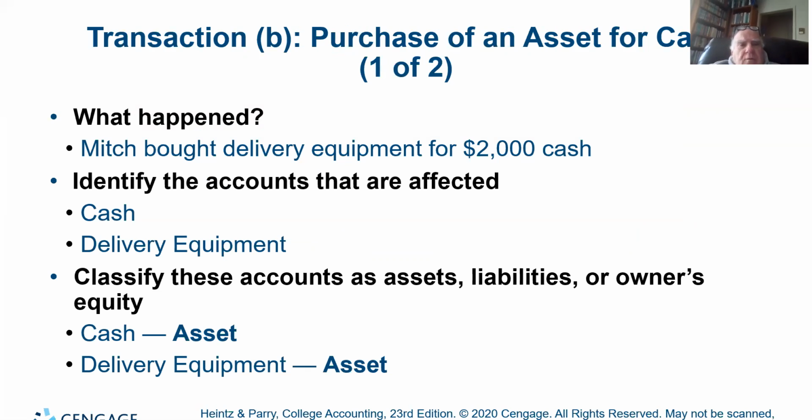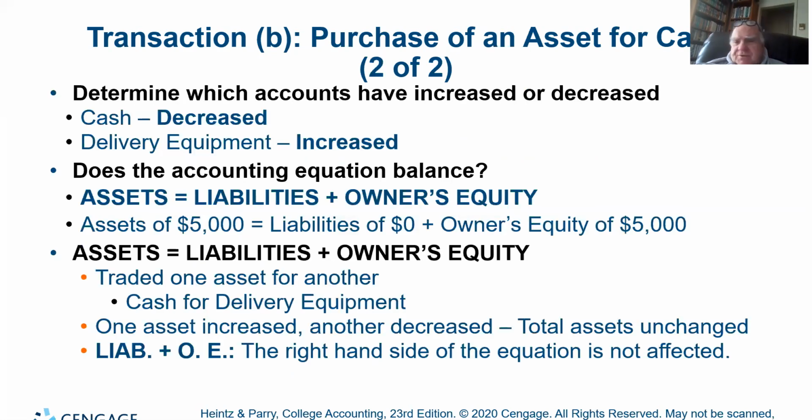Okay, well, let's go. He purchased an asset. He bought delivery equipment for $2,000 in cash. Well, now we have a new asset. We bought a scooter or a truck or something, and we paid for it with cash. So clearly we have cash involved and we have delivery equipment, and we know cash is an asset and so is delivery equipment. So what we've done here really is just swap assets, if you want to say it that way.